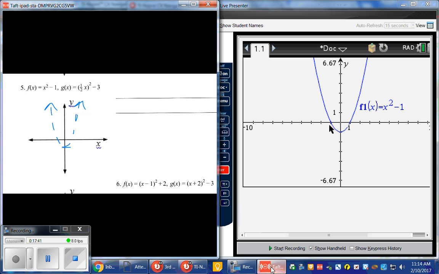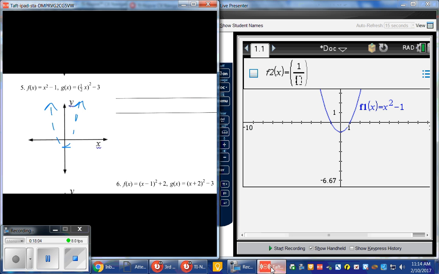All right, so now let's graph g of x. G of x is 1/2 x squared minus 3. So tab. Oh, move your cursor. My presenter, move your cursor off. There you go. Now push tab. There we go. So open parentheses. 1/2 x. Oh, nice use of a fraction. Close parentheses squared. Minus 3.